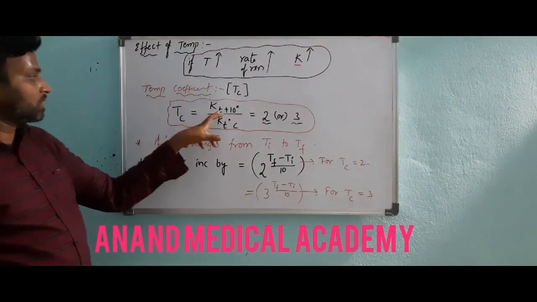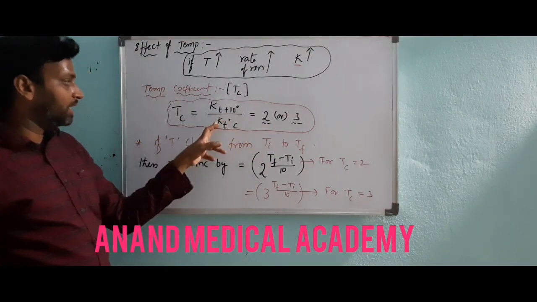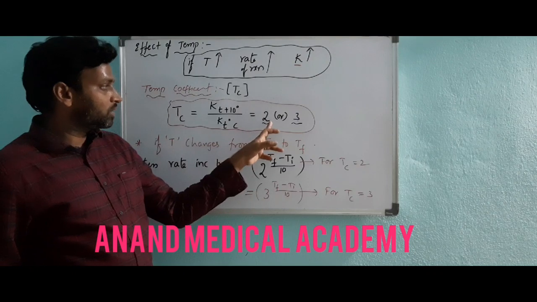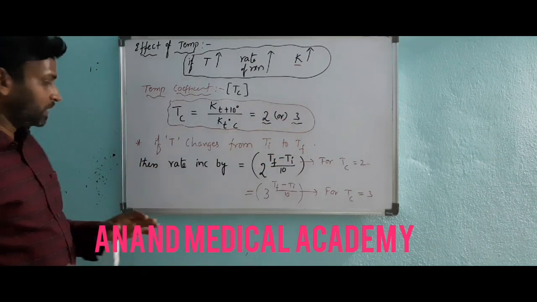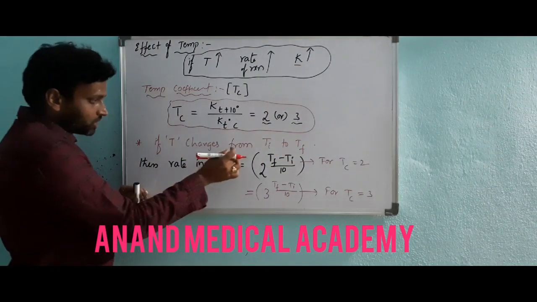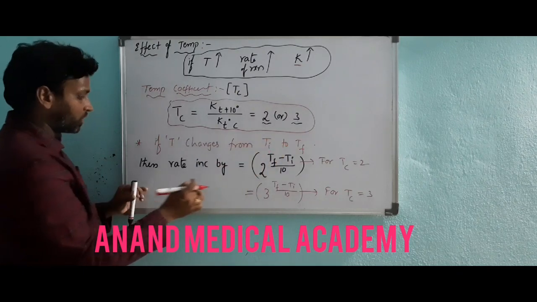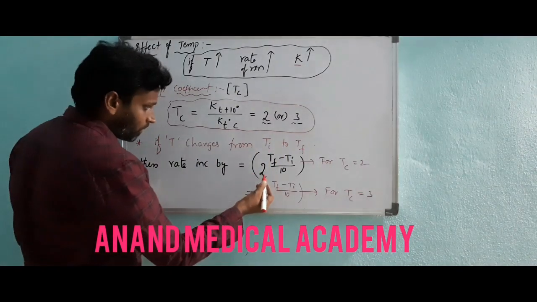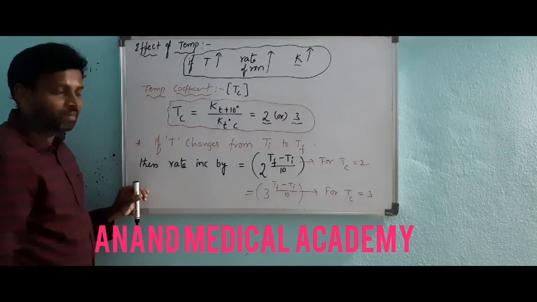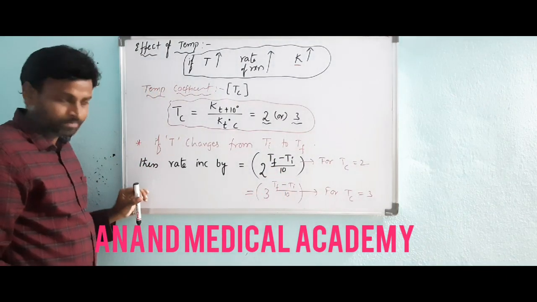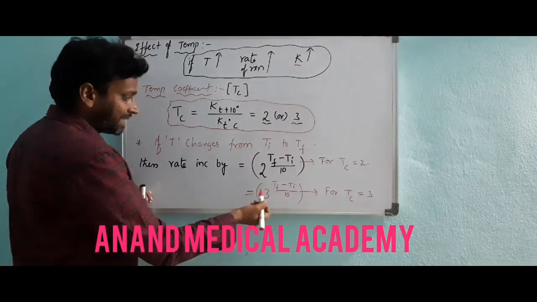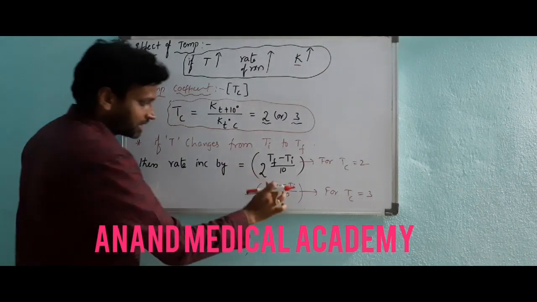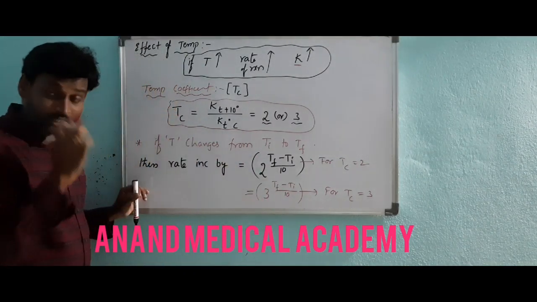So Tc is equal to K(T+10) by K(T) degrees Celsius is equal to 2 or 3. If temperature is changing from T initial to T final, then rate increased by how many times? Means 2 power (T final minus T initial) by 10 you have to take, or else 3 power (T final minus T initial) by 10 you have to take.